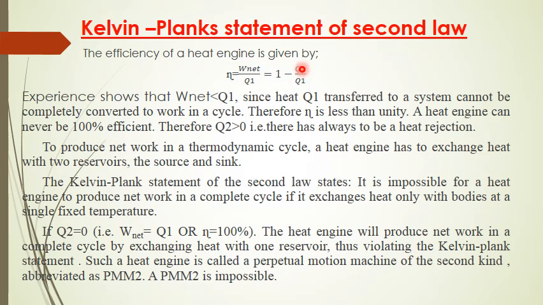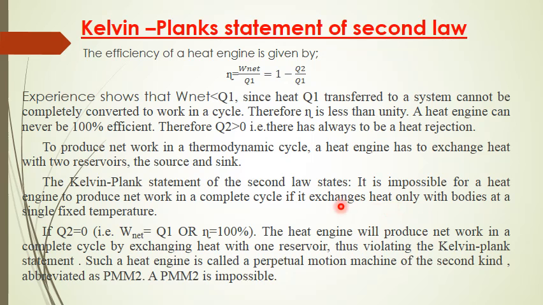If Q2 becomes 0, then there is no heat rejection, and no heat rejection means a 100% efficient engine. That's why we can never have a 100% efficient engine, and why Q2 can never be 0. There will always be a heat rejection to the surroundings. So to produce net work in a thermodynamic cycle, a heat engine has to exchange heat with two reservoirs, the source and sink. The Kelvin-Planck statement of the second law states that it is impossible for a heat engine to produce net work in a complete cycle if it exchanges heat only with bodies at a single fixed temperature.